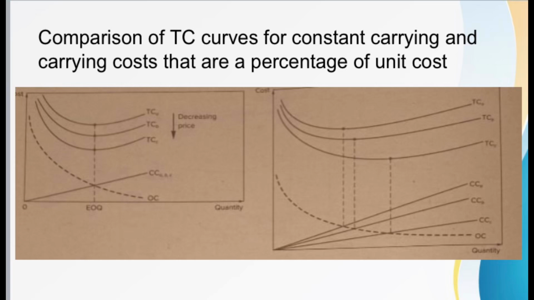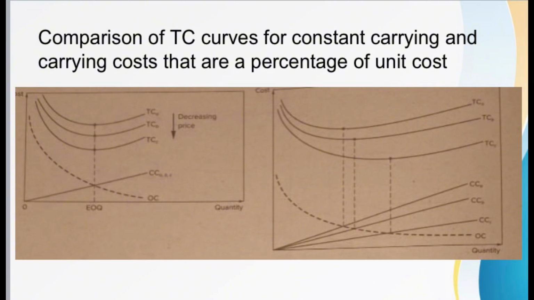These two graphs show the total cost or TC, ordering cost or OC, and carrying cost or CC. These two graphs are connected on economic order quantity or EOQ and how quantity discounts affect the total cost. As you can see, the first graph, the total cost TCA, TCB, TCC, represents the cost levels as prices decrease.